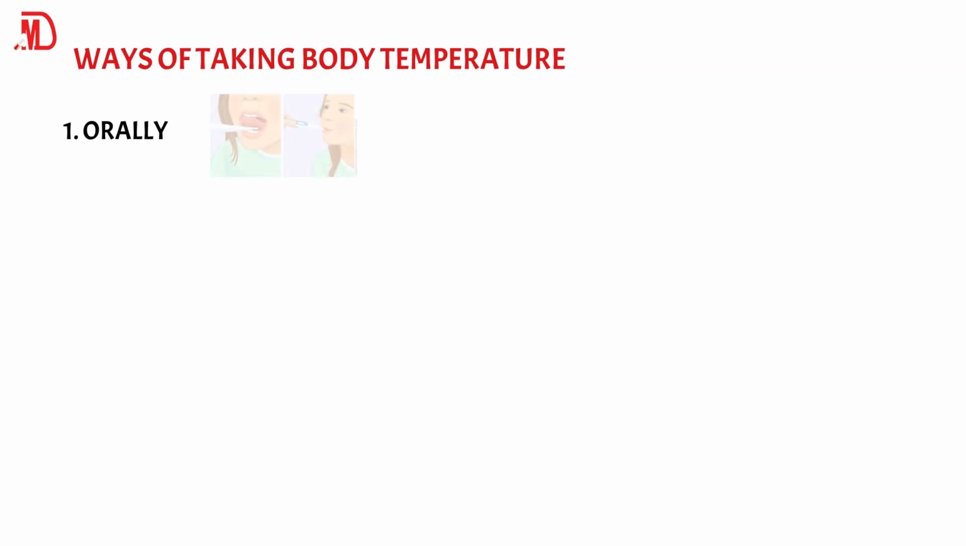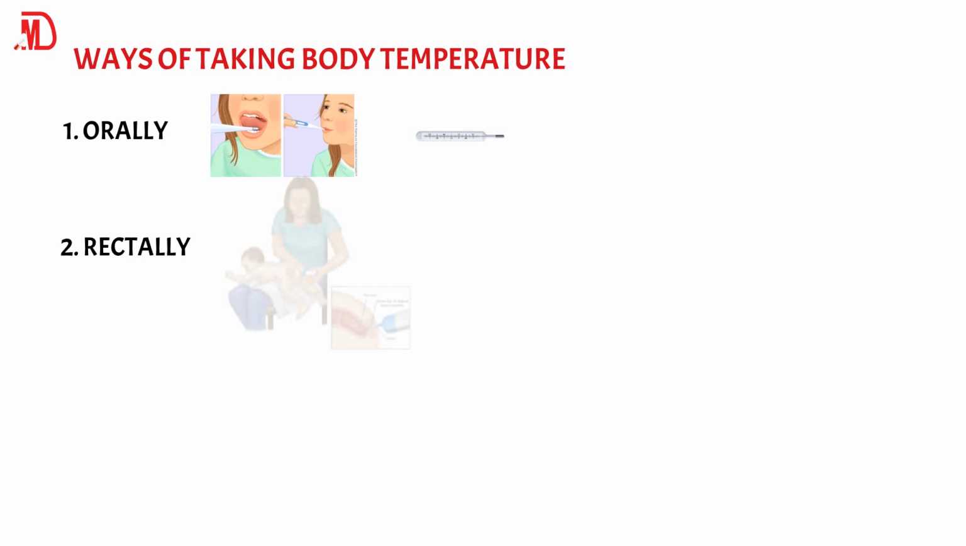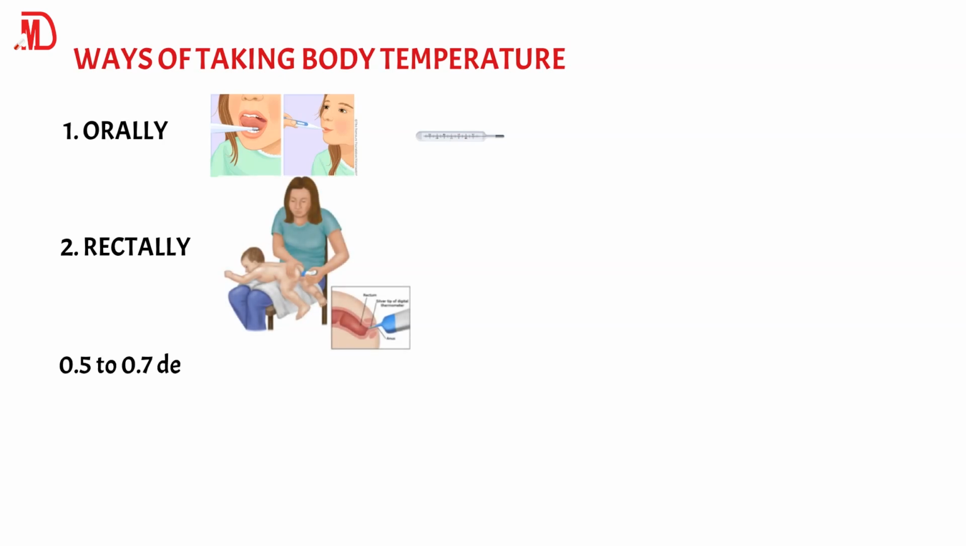A person's body temperature can be taken in any of the following ways. 1. Orally. Temperature can be taken by mouth using either the classic glass thermometer or the more modern digital thermometers that use an electric probe to measure body temperature. 2. Rectally. Temperatures taken rectally, usually using a glass or digital thermometer, tend to be 0.5 to 0.7 degrees higher than when taken by mouth.